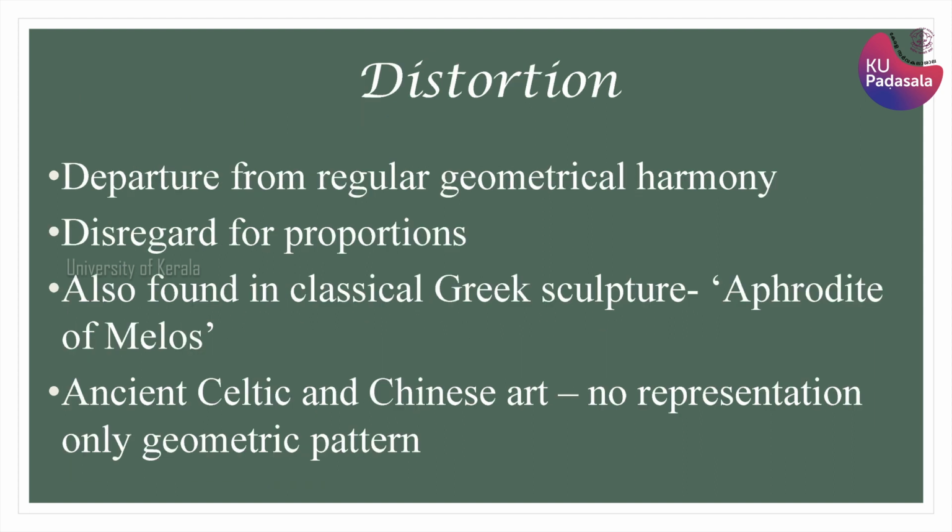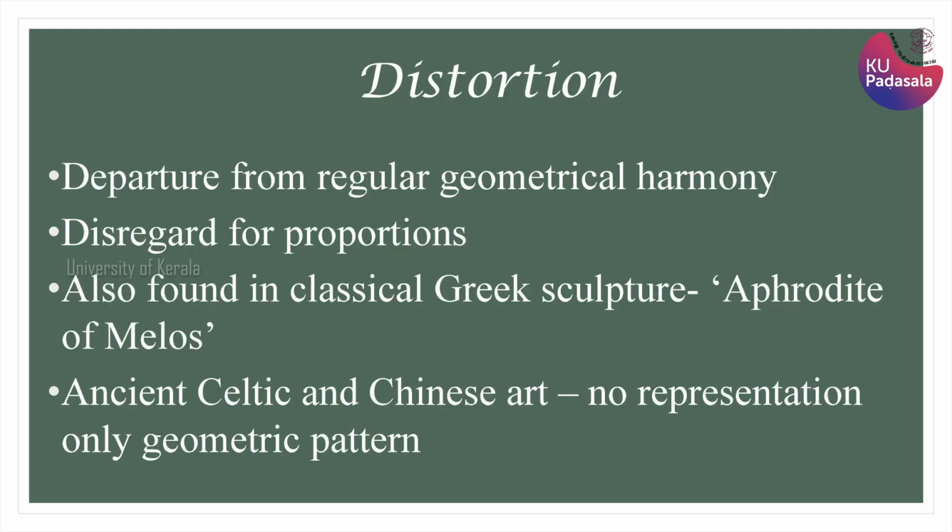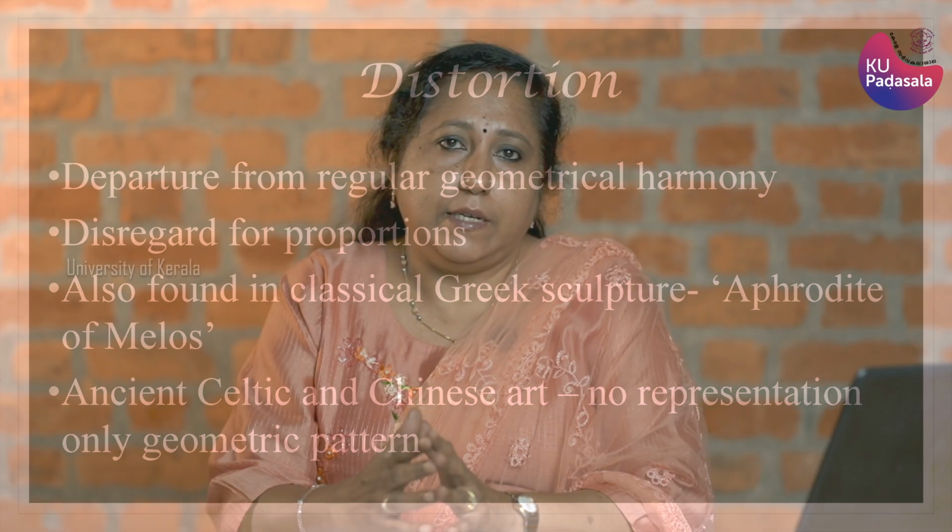He also talks about distortion. Now, distortion basically means moving away from the norms, moving away from tradition or conventional norms. So here he says that distortion refers to departing from the geometrical section or geometrical harmony, and it is basically a disregard for proportions. And distortion was surprisingly found even in ancient Greek art, like the statue of Aphrodite in Melos, and also in ancient Chinese art, for instance. He gives the picture of a dragon to show how it is fairly difficult to understand or to identify the dragon in the artwork, because it has been distorted to a greater level.